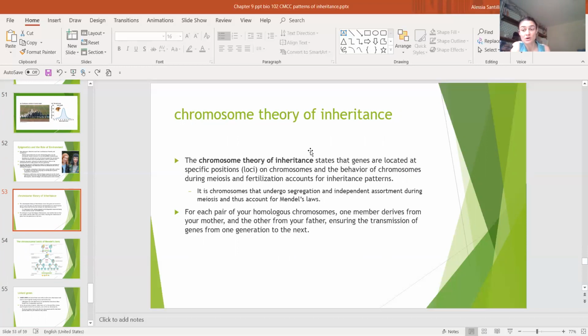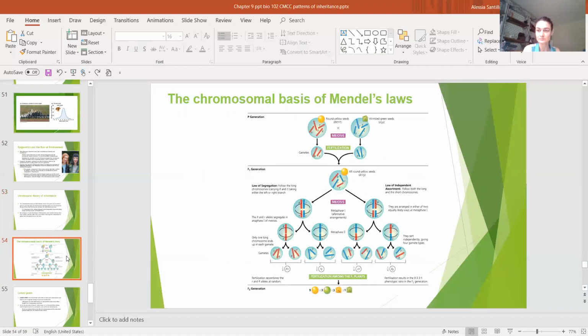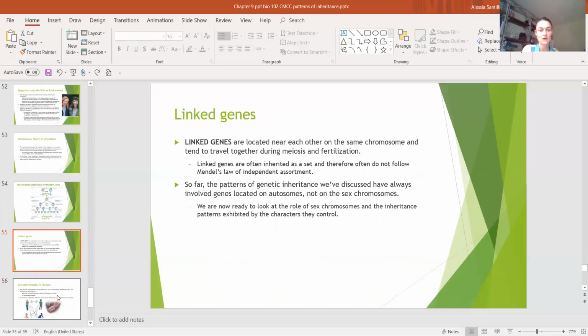You have an allele per homologous chromosome, and each specific gene has a specific location known as a locus, which we already talked about. By knowing this, we can also relate these genetic patterns and the law of segregation and the law of independent assortment back to meiosis, because meiosis works with chromosomes. And so this is where it all stems from.